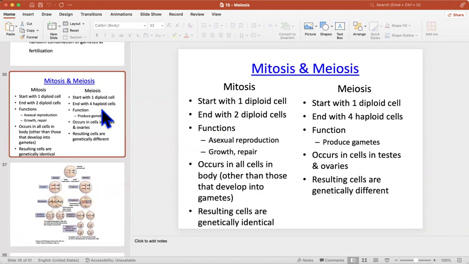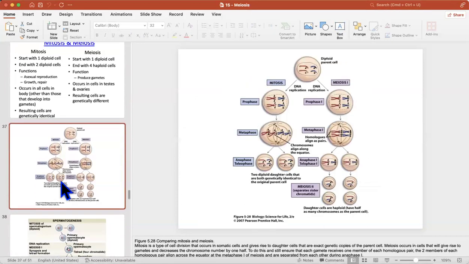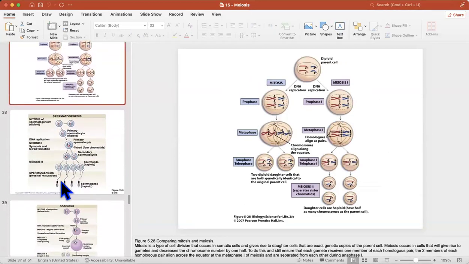Okay, so that's the difference between mitosis and meiosis. In mitosis, the cell divides, and in meiosis, the DNA duplicates and divides twice. And in the end, we end up with 4 haploid cells. That's meiosis. So that's the difference between mitosis and meiosis.